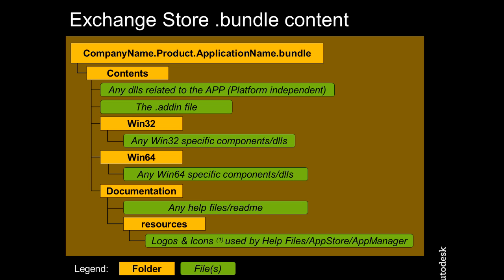The following slide illustrates the content of a .bundle package. First of all, the name of the package has to follow the following scheme: company name, .product, .application name, .bundle. Inside that directory, you will need to create a folder named Contents that will contain any DLL related to the application and that are platform independent. As well, you will place at this location the .addin file. You may optionally create some Win32 and Win64 folders that will contain any platform-specific components and DLL.